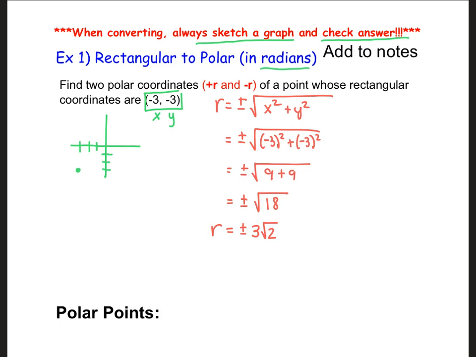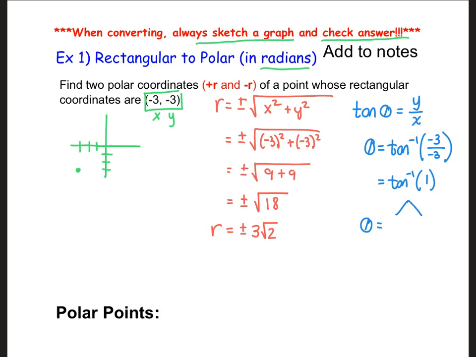Okay, next thing we need is our angle. So to find our angle, we can set up a tangent equation. The tangent of theta equals y over x. Now it's the angle we're solving for, so we're going to do the inverse tangent of y over x. Both are -3. In other words, we're looking at the inverse tangent of 1. Okay, well, what angle has a tangent value of 1? Keep in mind there are two angles that have a tangent value of 1.